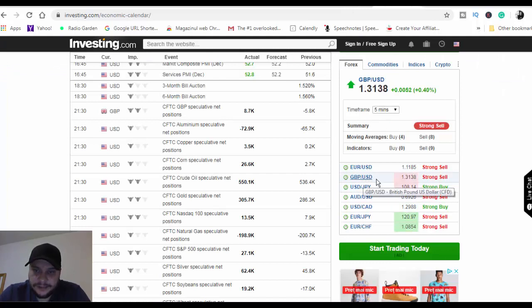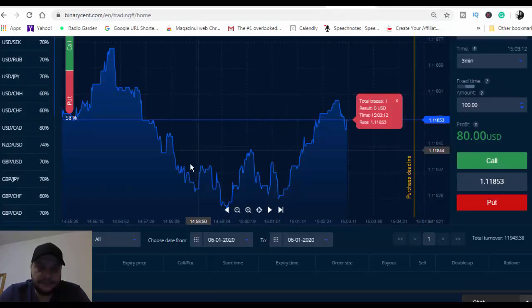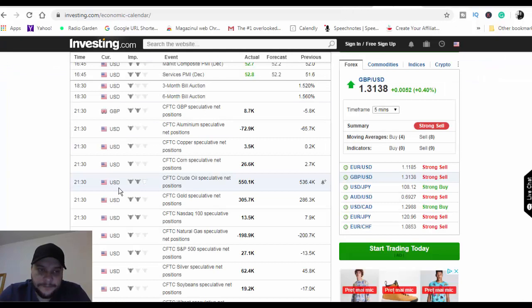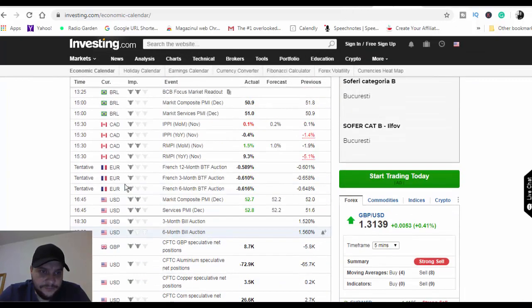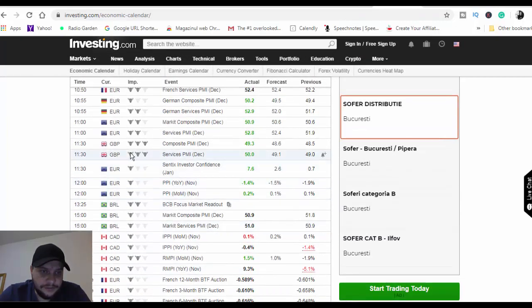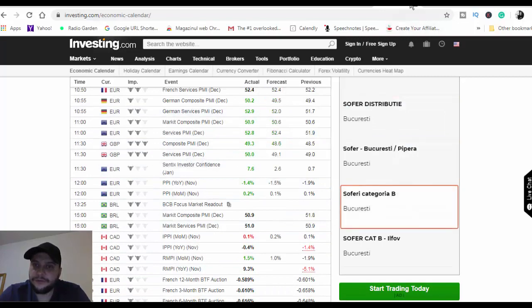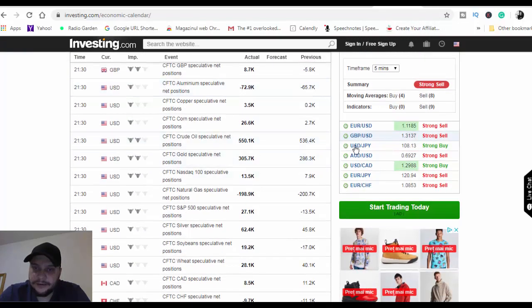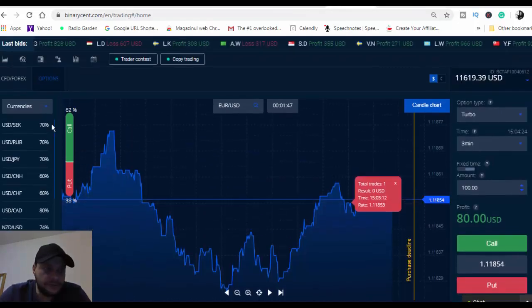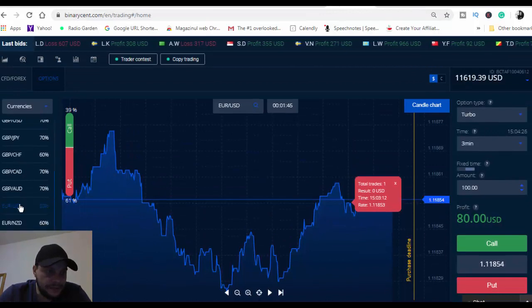It's GBP USD. It is a strong sell. So we said that we are not trading GBP because GBP is on with three bull news. As you can see here we have three bull news, so we will avoid trading GBP. Let's go and trade US dollar Japanese yen. It's a strong buy.